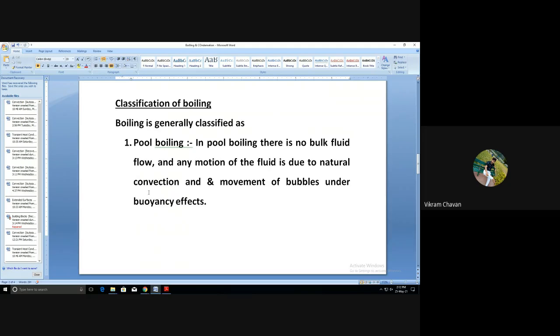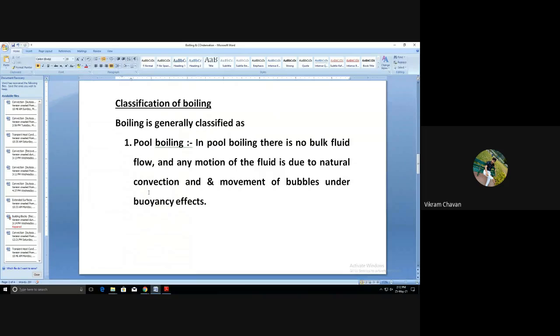Natural convection happens because of a density difference, and density difference happens because of a temperature difference. In pool boiling, we can say that no external agency is used for the flow of fluid. The fluid is stationary, and the movement in the fluid happens because of natural convection only, and the movement of bubbles under the buoyancy effects.